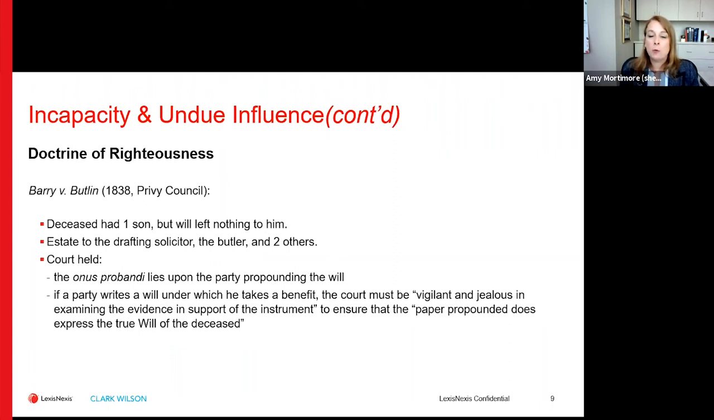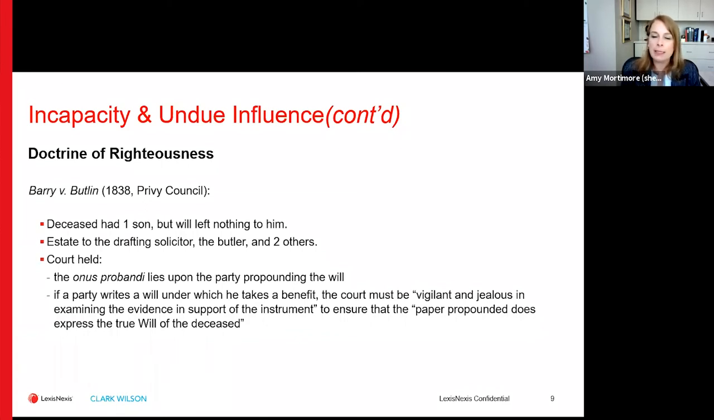Now in that case, the deceased had only one son, but shortly before his death, the solicitor attended and created the will for the deceased. In that new will, the son gets nothing, but the drafting solicitor gets a gift, as does the butler and two other people. You'll see in the decision itself out of the Privy Council that there is some very strong language used about the importance of making sure that these truly are the wishes of the deceased and it's not a result of undue influence or a lack of understanding or a lack of capacity. And so the court says the onus of proof is going to lie upon the party propounding the will. When this doctrine is invoked, where the party has procured it, the court must be vigilant and jealous in examining the evidence in support of the instrument to ensure that the will actually does express the true wishes of the deceased.